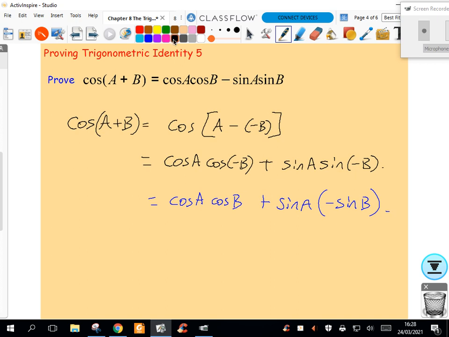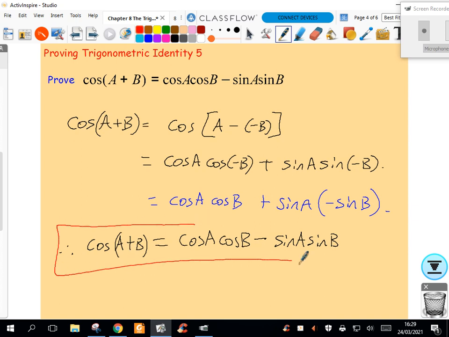And then one more step, and that means cosine of A cosine B, sorry, not plus, we've got a positive here times a negative, so that's giving me a subtraction, a negative sine A sine B. And that's identity number 5, that the cosine of A plus B is equal to cosine A cosine B, subtract sine A sine B. Okay, that's identity number 5.